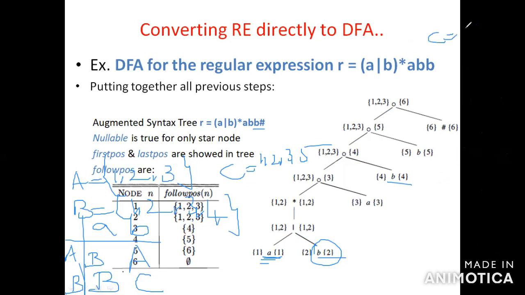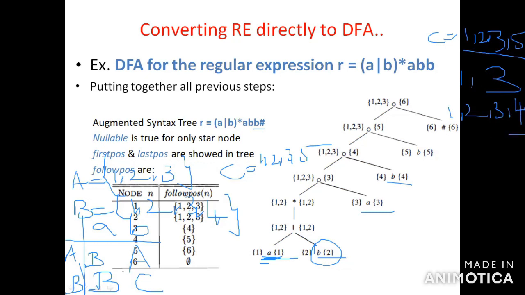C is 1, 2, 3, 5. We have two input symbols, one for A and another for B. Out of 1, 2, 3, 5, what is the position of input symbol A? A is at 1 and 3, so 1, comma 3. What is the follow position for 1, comma 3? The follow position of 1 is 1, 2, 3. The follow position of 3 is 4. So 1, 2, 3, 4, already marked, is nothing but B. So C, comma A is B.